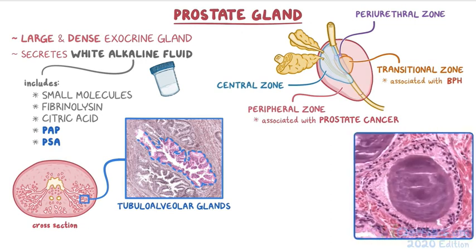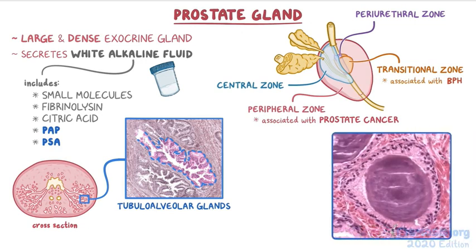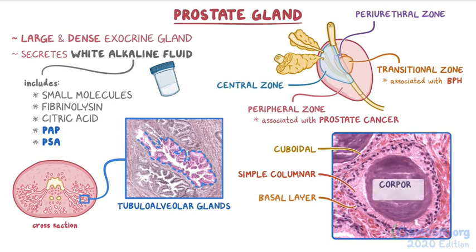Each zone has glandular epithelium that consists mostly of simple columnar or cuboidal cells, and a basal layer of stem cells that rest on the basement membrane. Older individuals have an increased number of corpora amylacea, which are hyaline spherical masses within some alveoli that may partially calcify over time.